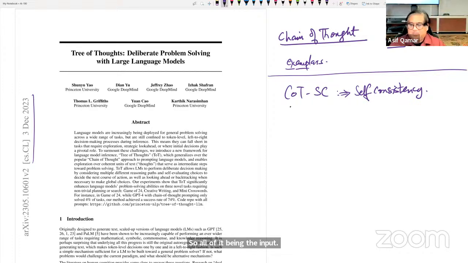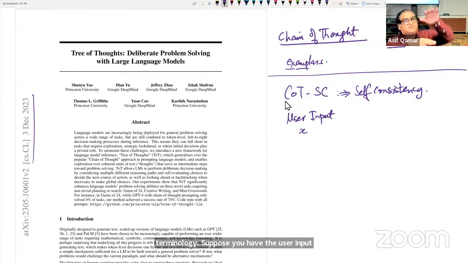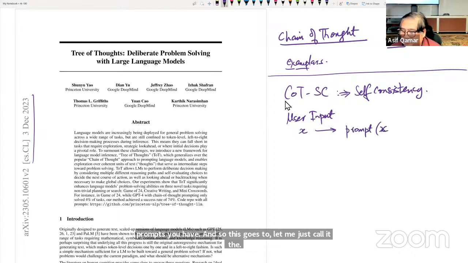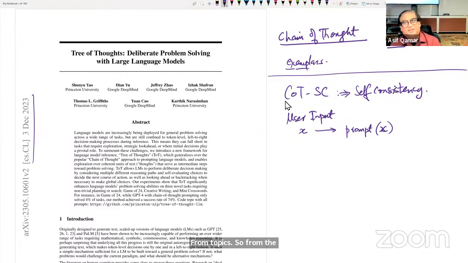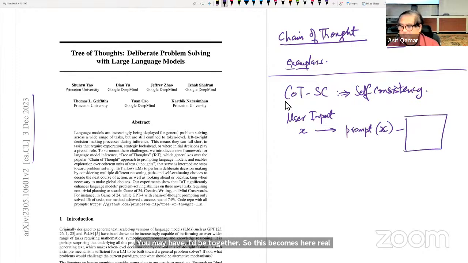takes the user input. Let us create some terminology. Suppose you have the user input, and you augment it with your system prompt, whatever prompts you have. Let me just call this the prompt of X. So prompt of X is not necessarily the user input, but it is further decorated with whatever system prompts and other examples you may have given. Are we together? So this becomes your real input. It goes into the language model, LLM, and the moment you do this, the first token comes out.